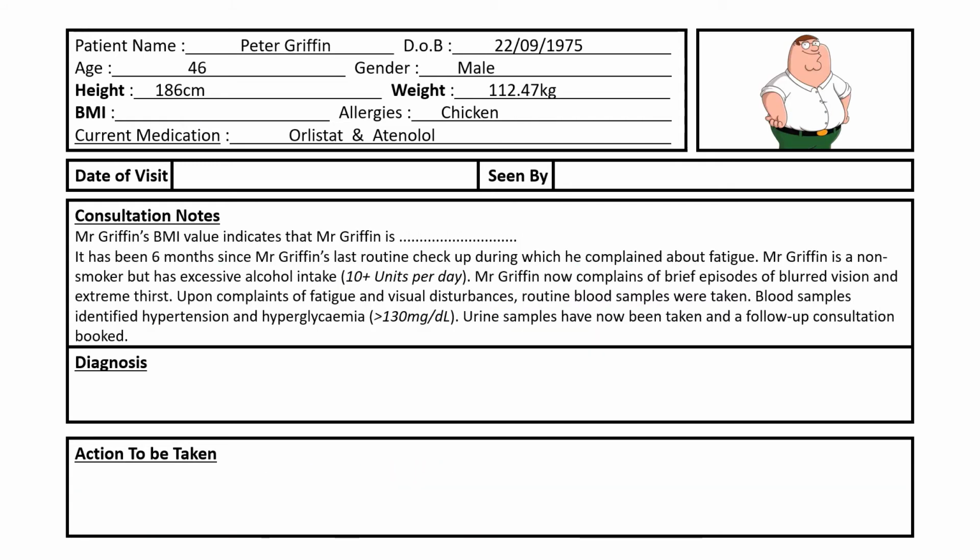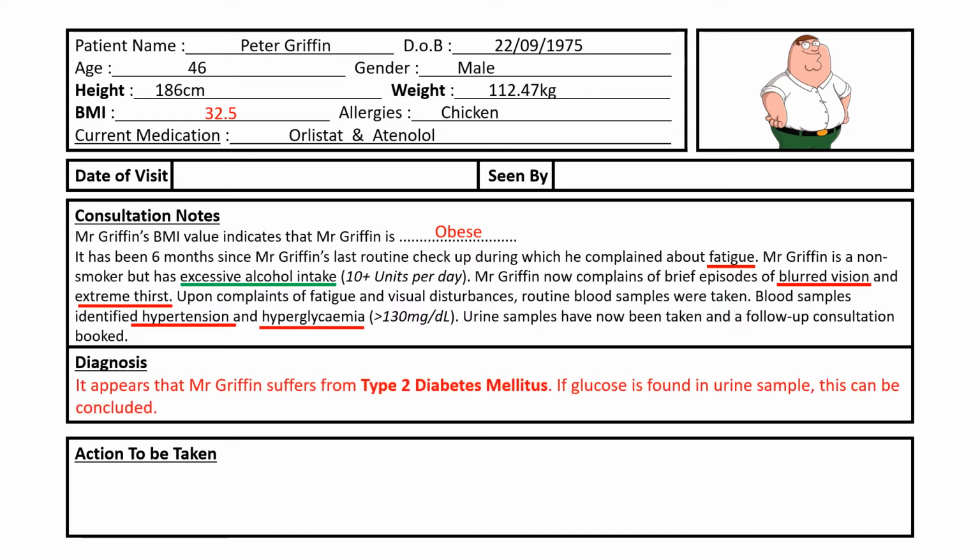The next patient we'll discuss is Mr. Griffin. We can calculate his BMI to be 32.5, which equates to being obese. He has excessive alcohol intake, which is a risk factor, as well as displaying some key symptoms of the disease underlined in red again. His symptoms suggest that Mr. Griffin is suffering from type 2 diabetes.